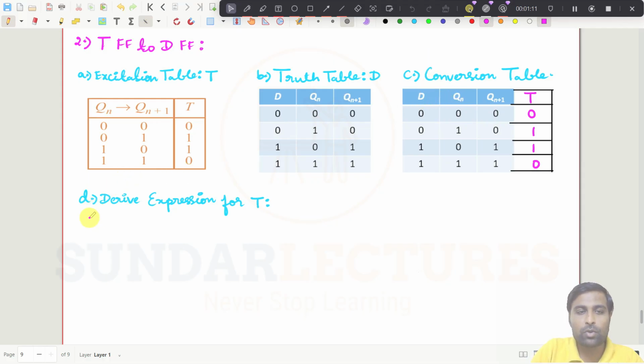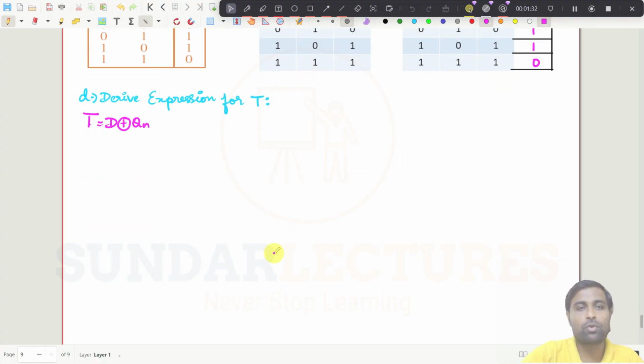So what you can do here, you can directly write T is equal to D XOR of Qn. Very simple, right? You don't need to put the Karnaugh map for the T derivation, for the T expression. So it is very simple now. So the next step, that is the logic diagram, and that is also very simple.